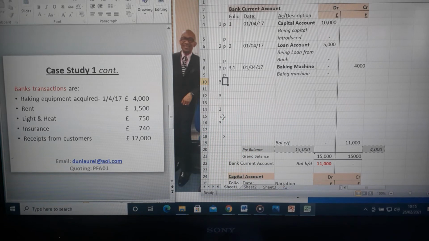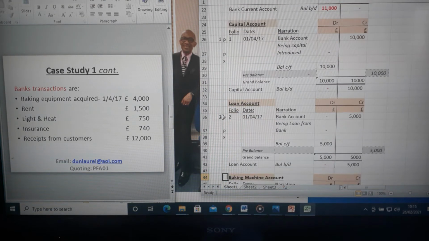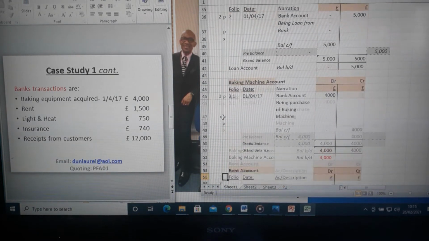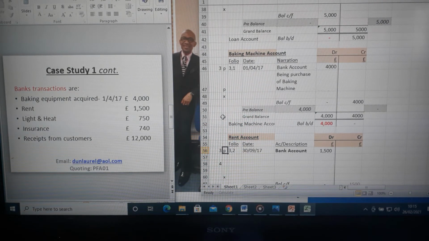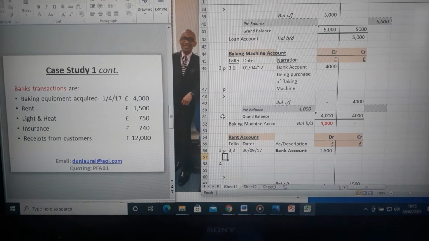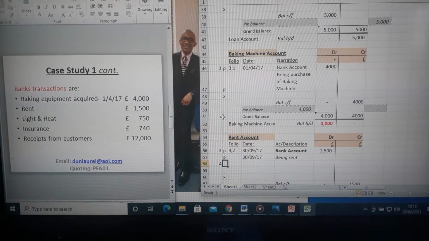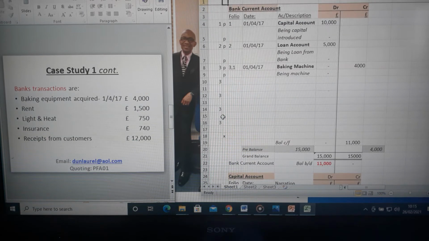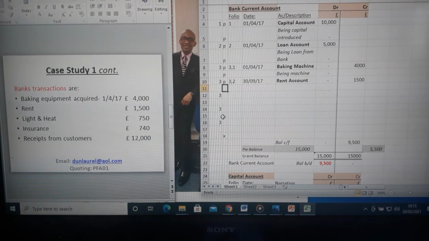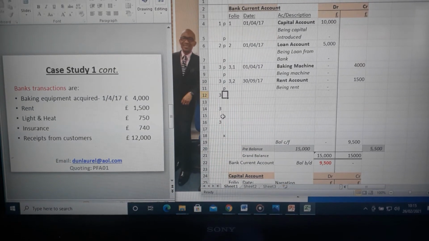The next one is rent. I go to the rent account and debit the rent account with the amount. Create a rent account if you haven't by now, and then folio 3-2, post that again. That is the rent account debited with 1,500, and the description is being rent paid. Now go and credit bank. Thank you for providing the money to pay for the rent. You credit bank, so it's credit 1,500 and then being rent paid.